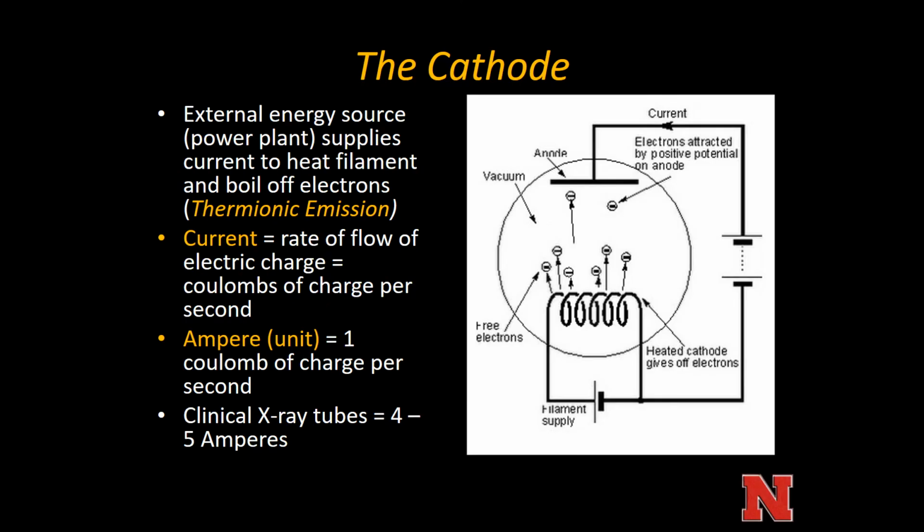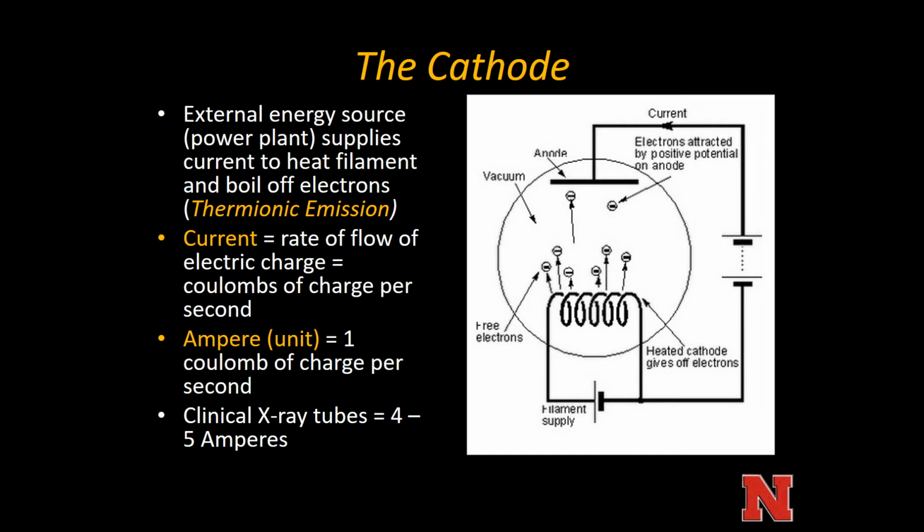Let's get into depth about the cathode. The cathode is supplied by an external energy source, obviously like a power plant supplying power to a hospital or an outpatient imaging clinic. It supplies current, which heats the filament and boils off the electrons via thermionic emission. Current is just the rate of flow of electrical charge, so it can be measured in coulombs of charge per second. The ampere, the unit amp, is 1 coulomb of charge per second.